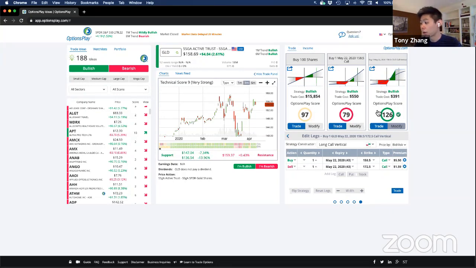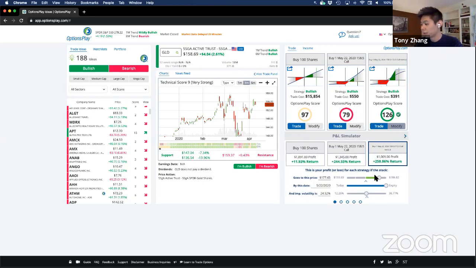It allows you to compare the risk to reward against each strategy. So in the example here, if the stock goes higher, I make a higher return. If the stock goes lower, I risk less capital, and that's why the strategy here on the right gives you the higher options play score.